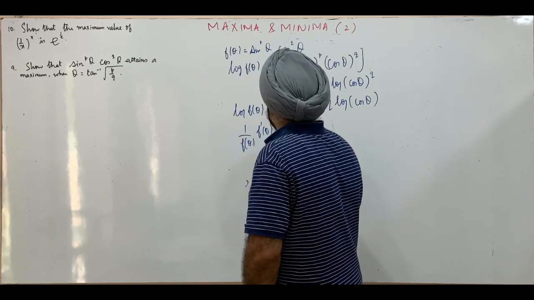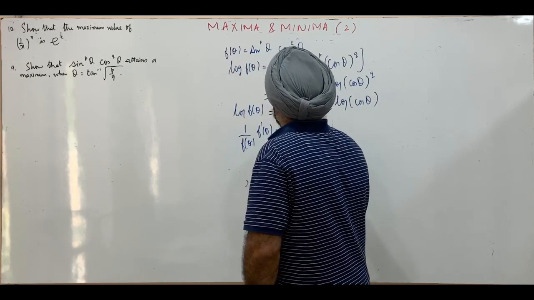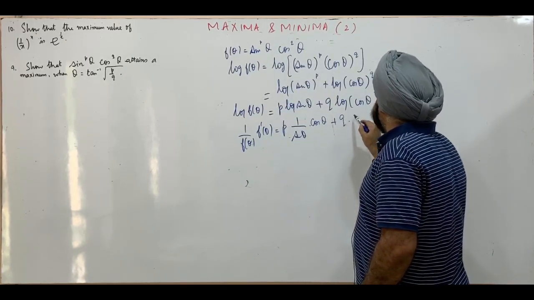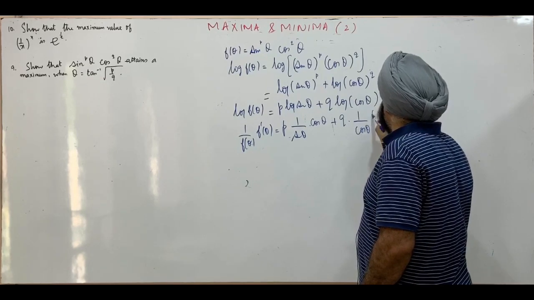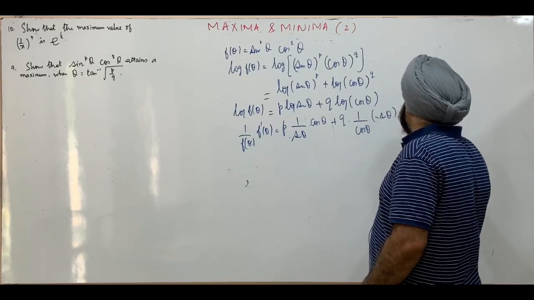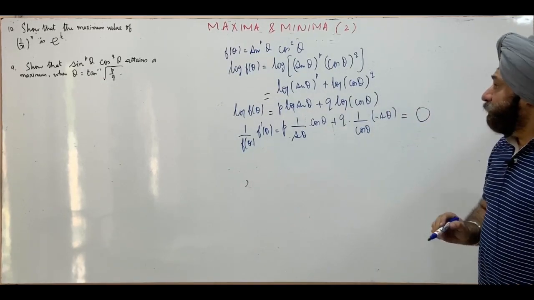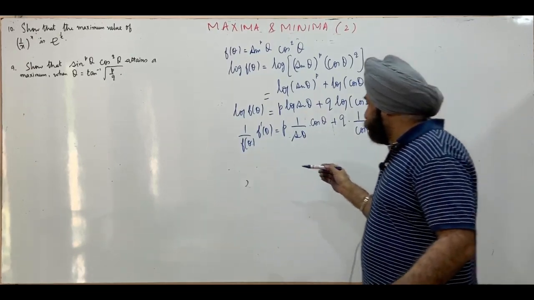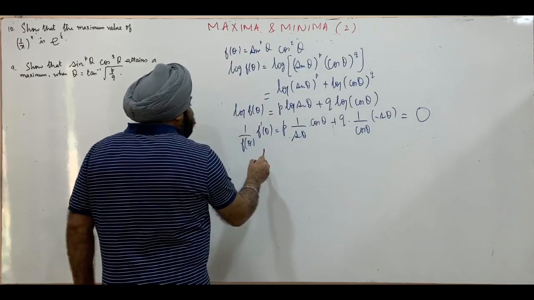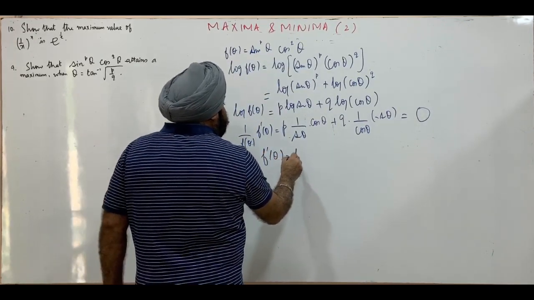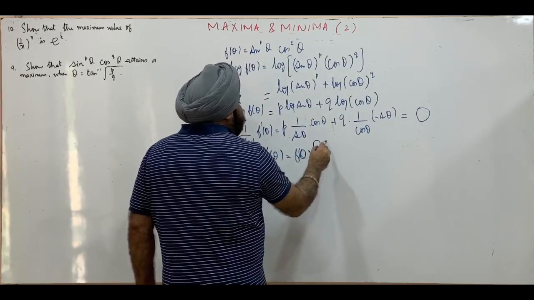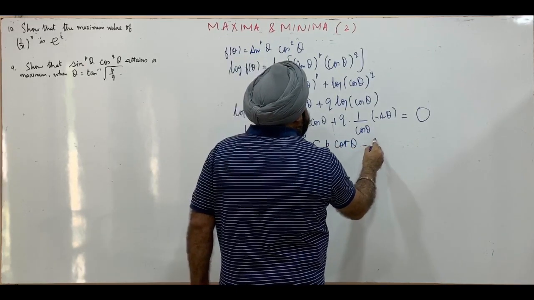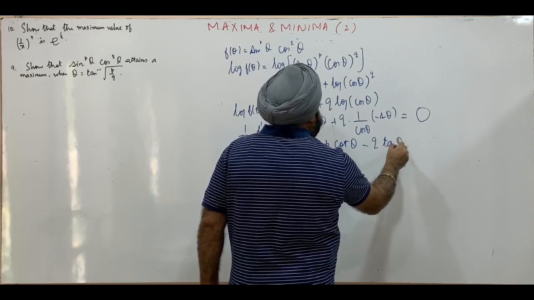This is P into 1 by sin theta into the derivative of sin theta, which is cos theta, plus Q into 1 by cos theta into minus sin theta. And for maximum, the first order derivative is 0. So this gives us f dash of theta as f theta into P cot theta minus Q tan theta.